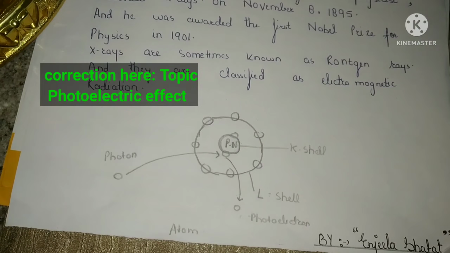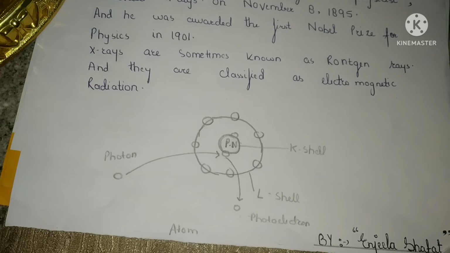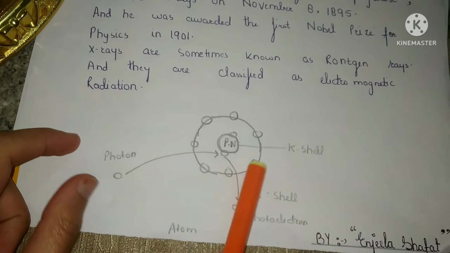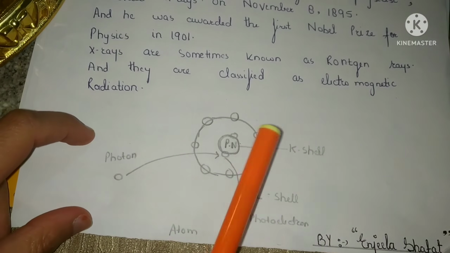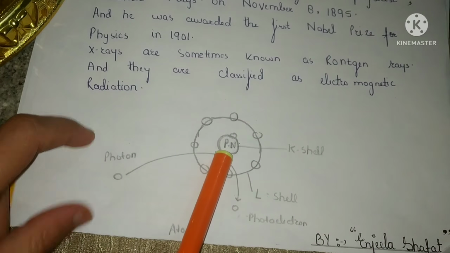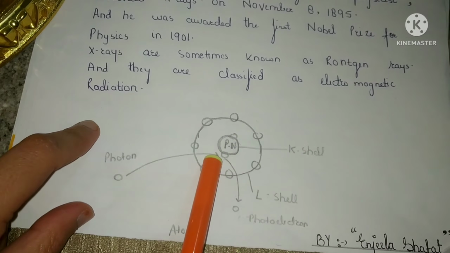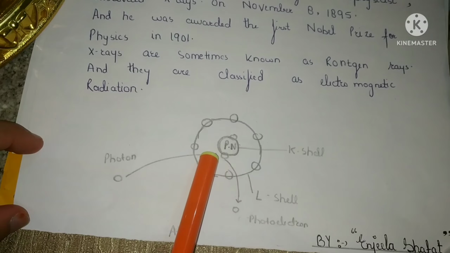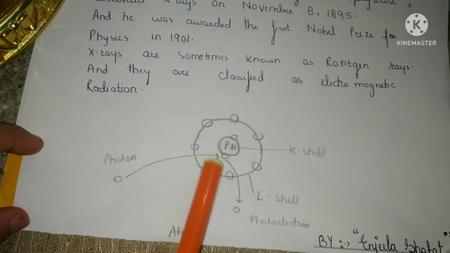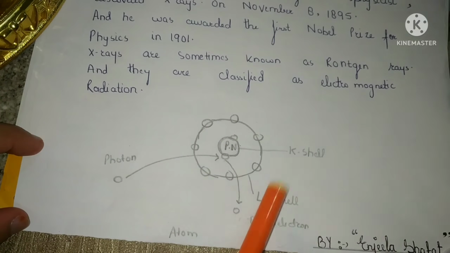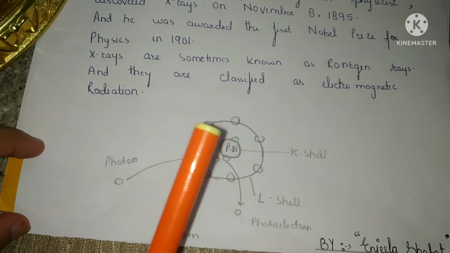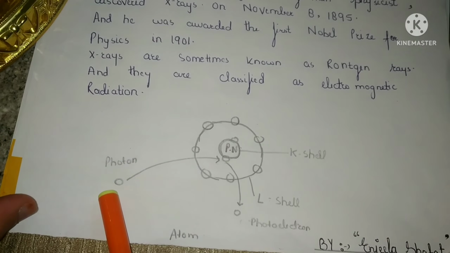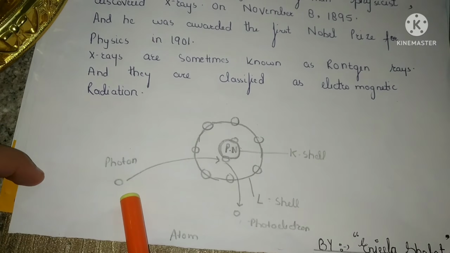So let's move towards the topic now, the process of photoelectric effect. I have made a very simple diagram here. You can observe it. This is an atom and it has a nucleus inside it, and around the nucleus are shell orbits. Close to the nucleus is the K shell orbit and outside the K shell is the L shell orbit. Inside these orbits there are negatively charged electrons. Here I have made a photon which is outside the atom.